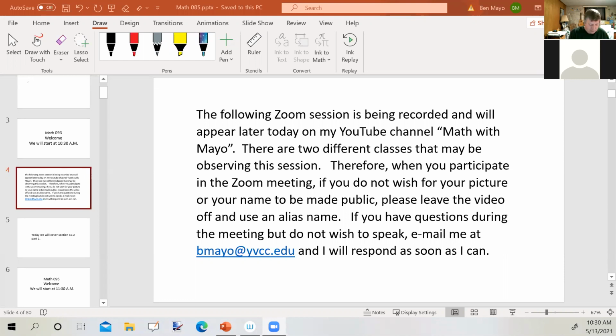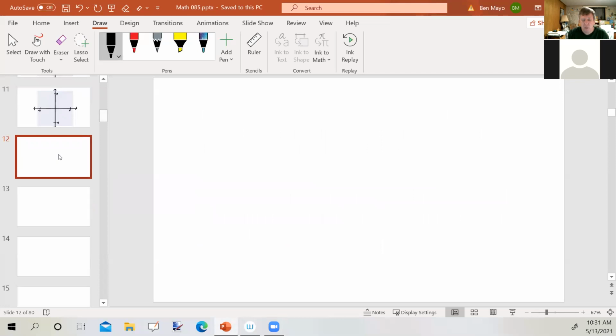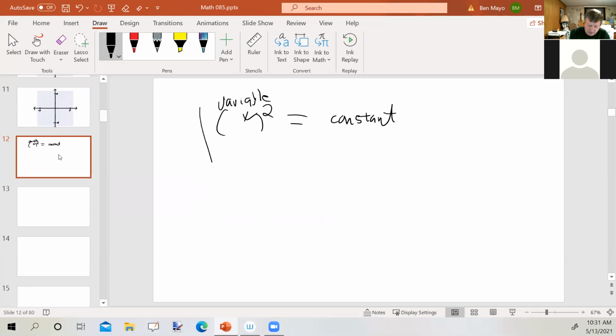All righty. So yesterday we started section 10.1 dealing with the square root property. And today we're going to expand on that, or the square root property as it's called in this book. The idea being that if you have an equation where you've got a square on one side with a variable inside, and over here you've got a constant, you can take the square root of both sides of the equation and solve it that way.